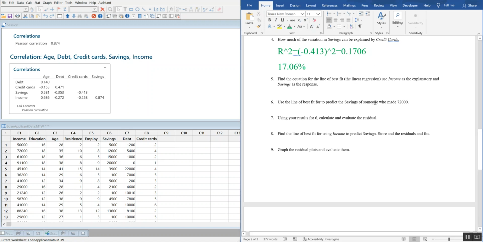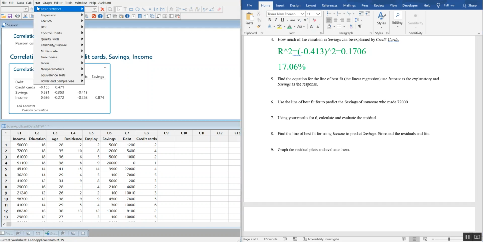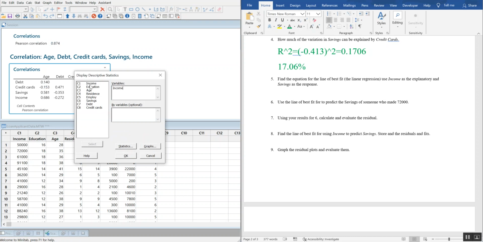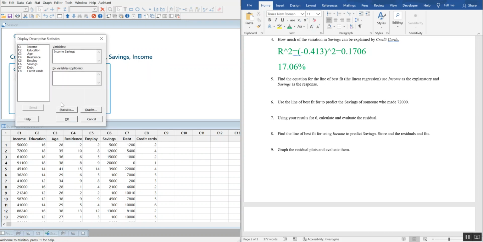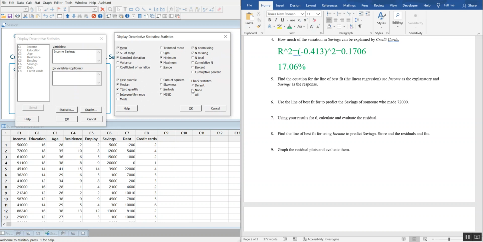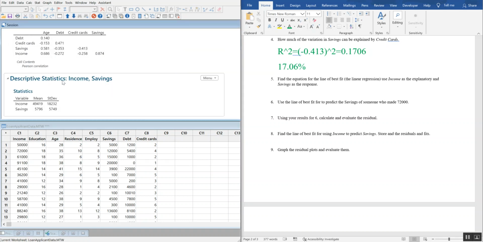There are a couple ways you could do this. What you could do is go to stat, basic statistics, display descriptive statistics, throw in income and savings, then tell it I just need the means and standard deviations for these two. And then use their correlation, which we found right here, along with these 4 pieces of statistics. And then the formulas that we had in the notes to do this. So that's one way to get around it if you want to do it the hard way.